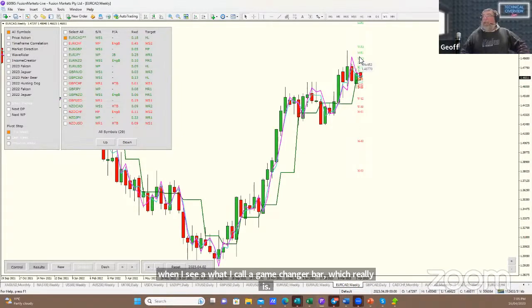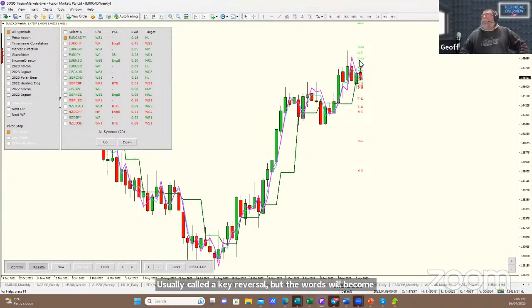usually called a key reversal bar, which means that the high of the bar that I'm looking at or analysing has a high higher than the previous bar, and it's closed on or near its low, as this bar has. Now, of course, going the opposite direction, the low is lower than the previous bar and it closed on or near its high. So that's the criteria that I use for these game changer bars.